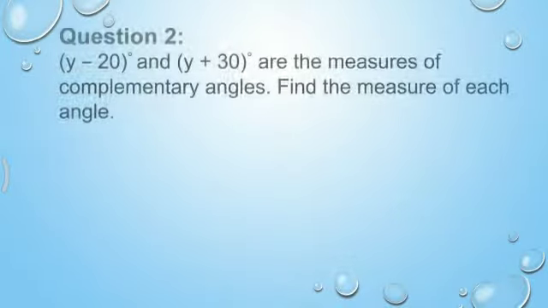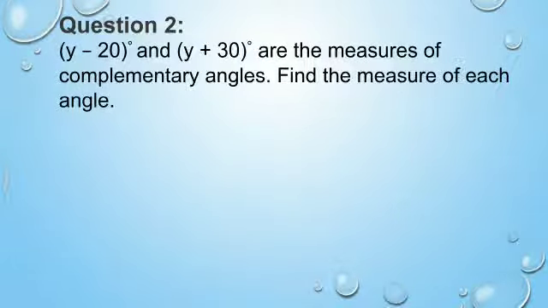Now let's see question number 2. y minus 20 degree and y plus 30 degree are the measure of complementary angles. Find the measure of each angle. Now what is given here? Here the measure of the two complementary angles is given. Is the exact measure given?